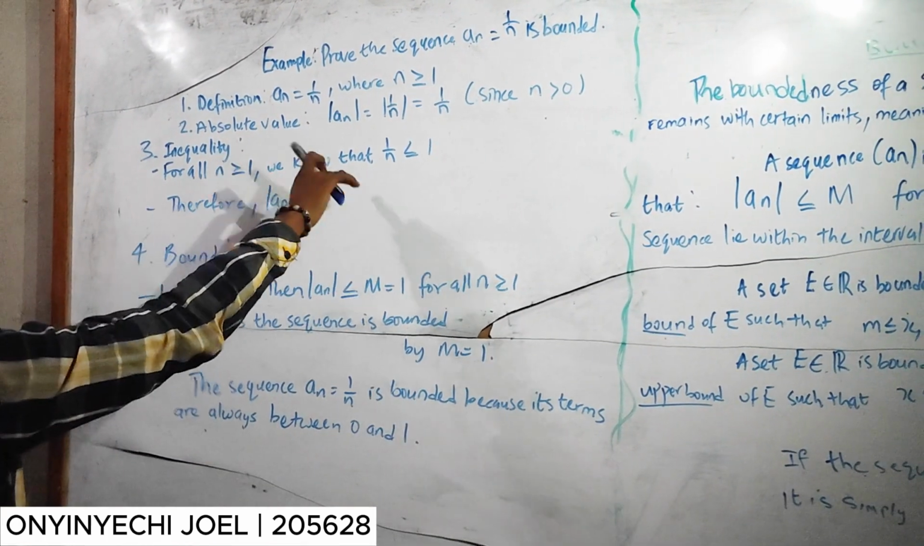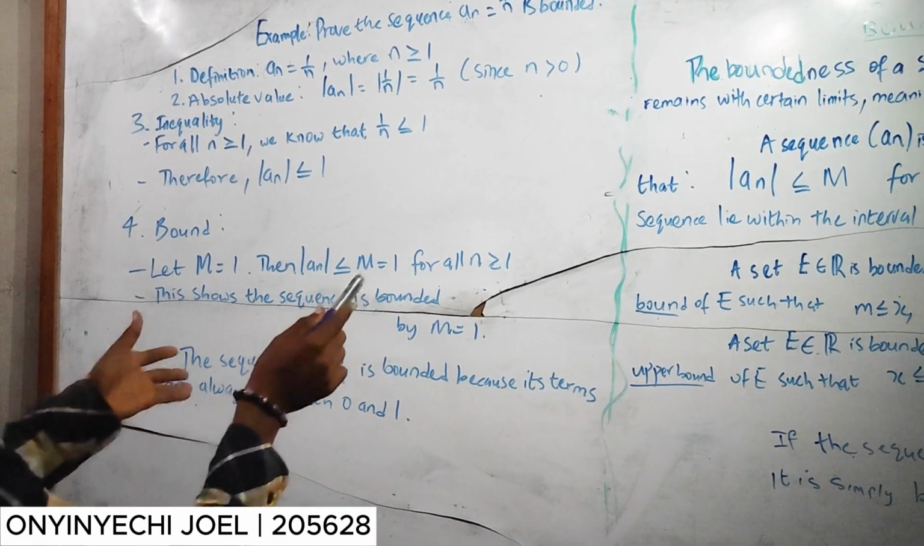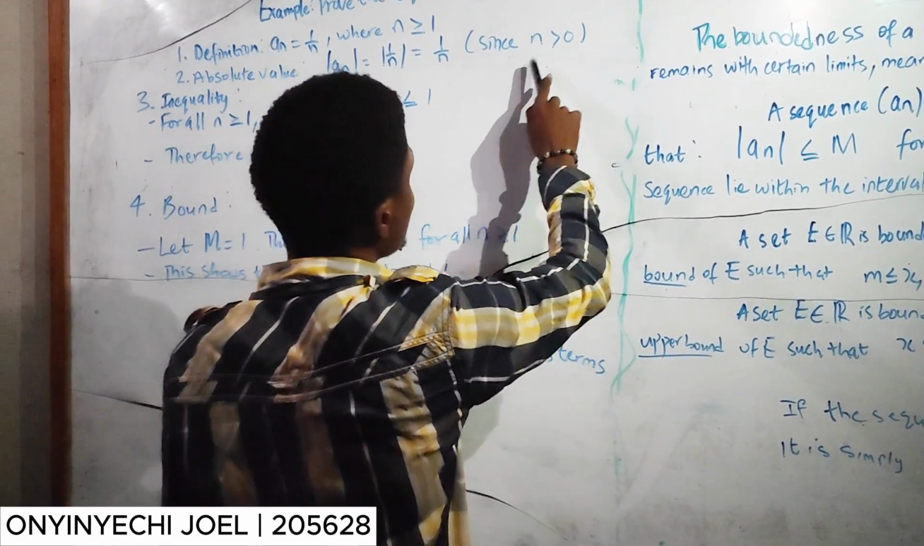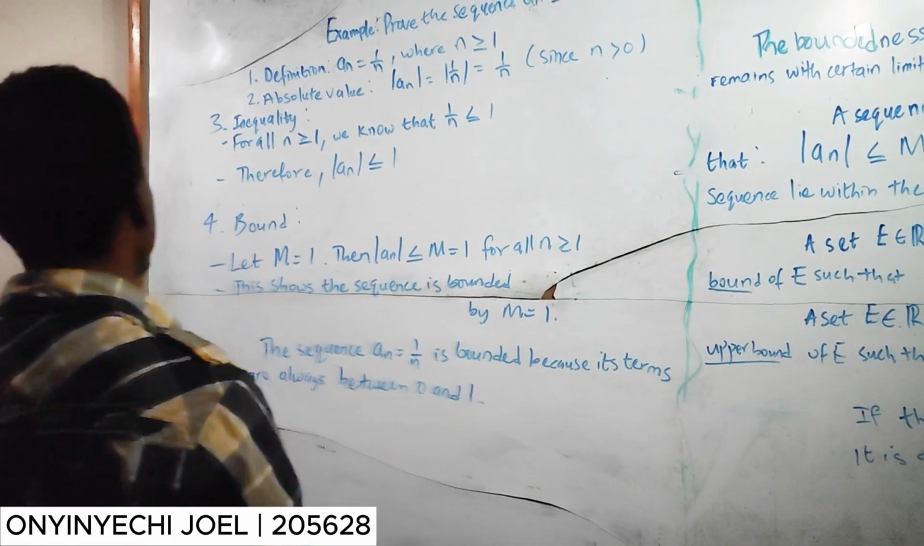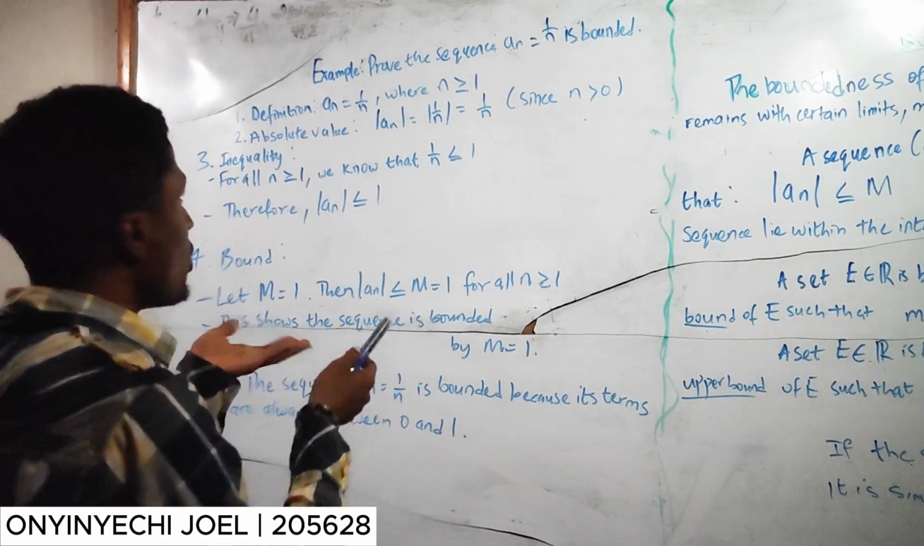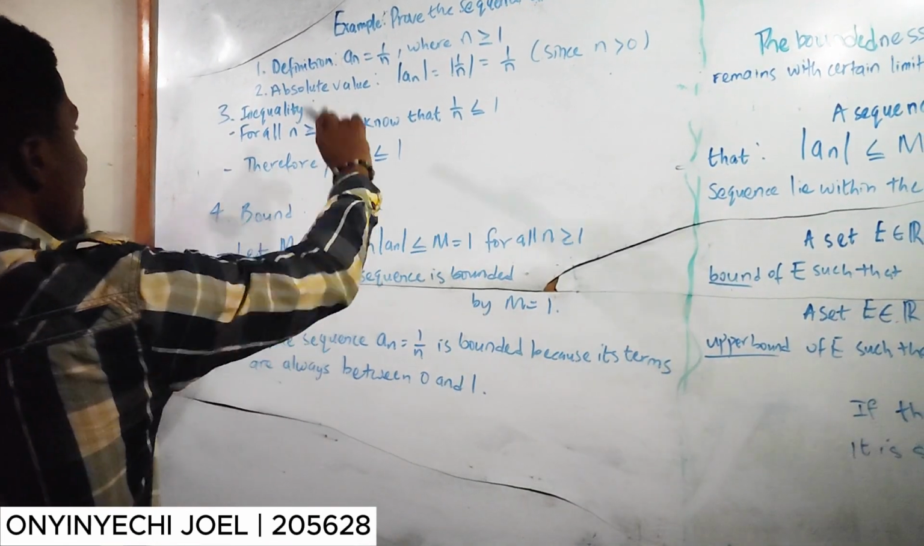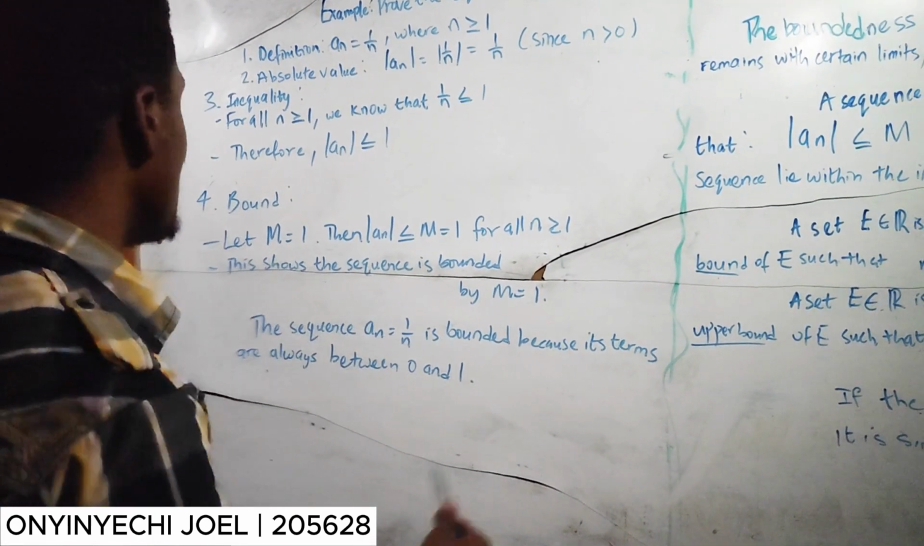That is, the absolute value of a_n is equal to the absolute value of 1 over n, which is equal to 1 over n, since n is greater than 0. So for the inequality, for all n greater than or equal to 1, we know that 1 over n is less than or equal to 1. Therefore, the absolute value of a_n is less than or equal to 1.